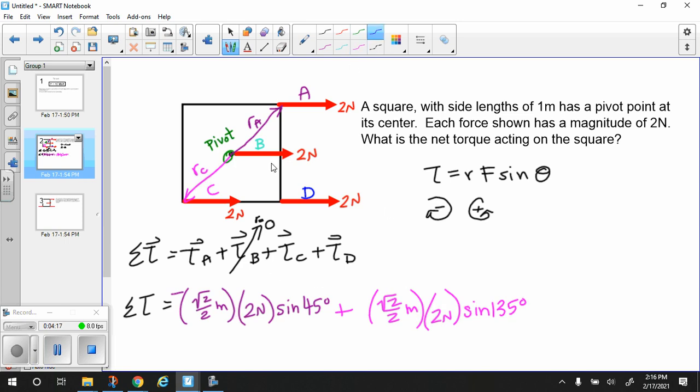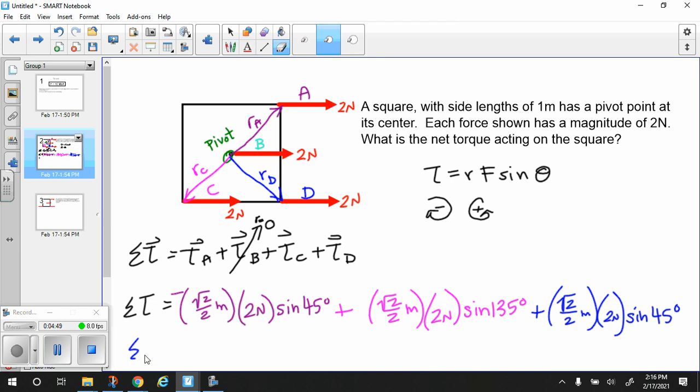And then we can do D. Radius D here is the same length as radius A and radius C. And D makes it go counterclockwise, so we're going to add it. So we have square root of 2 over 2 meters times 2 newtons. And then the angle between these two vectors is 45 degrees, so sine of 45 degrees. And we should find that the sum of the torques, I want it to be in black for the final answer here.